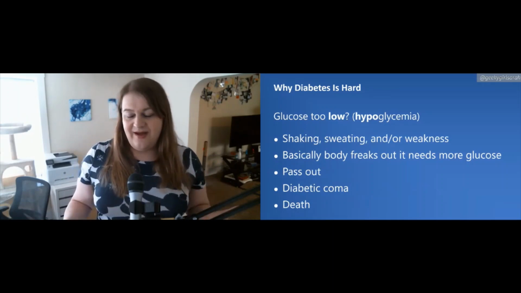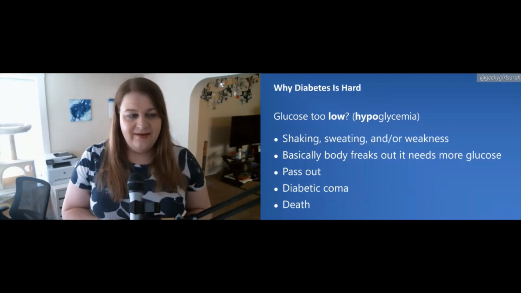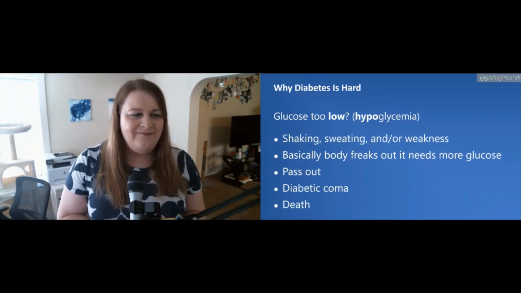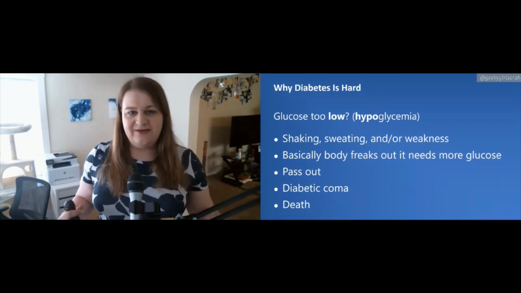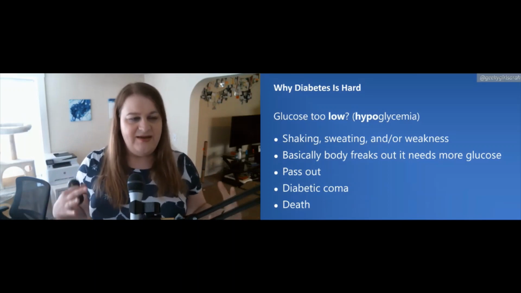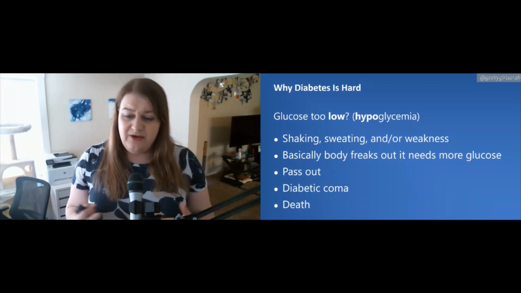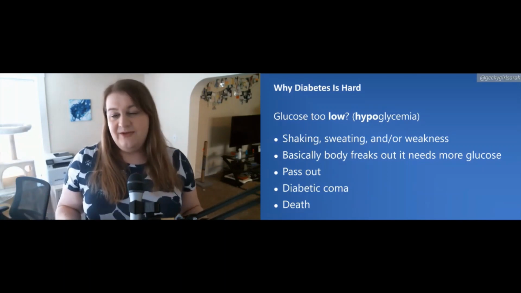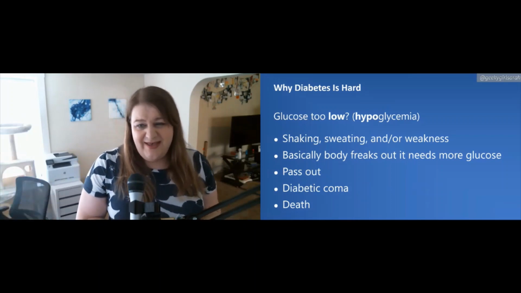If your glucose is too low, what can happen? Well, the most obvious symptom is you start shaking, sweating, getting really weak. One friend of mine starts hallucinating a little bit when she does this. It's basically your body freaking out, like, oh my gosh, I don't have enough energy. What do I do? What do I do? Everything just goes crazy. You could pass out if it goes too low. Again, you could have a diabetic coma. Turns out you can have one of these if you go way too high or way too low, or death.